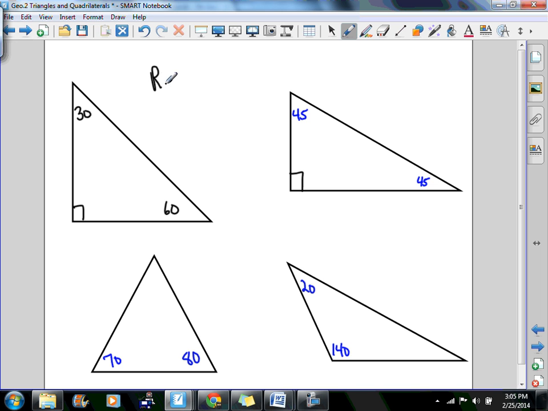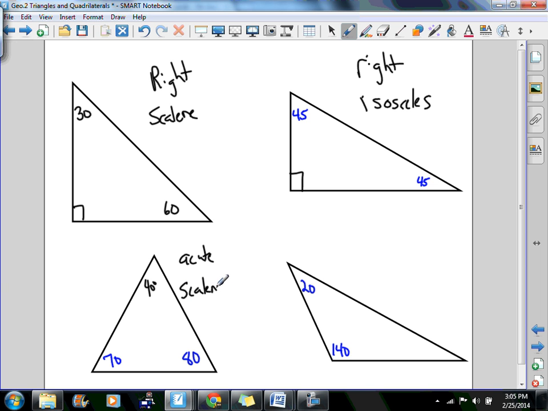This one is right and scalene. This is right and isosceles. This is 70, 180, so this is 40. So this is acute and scalene. This is 20. So it is obtuse and isosceles.